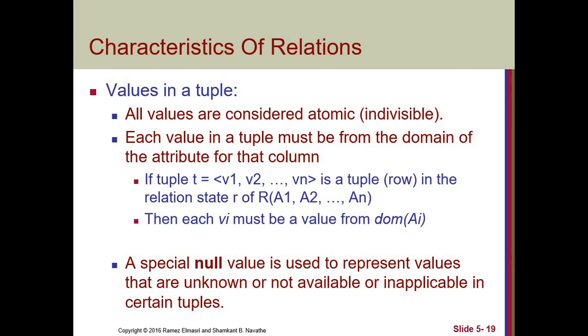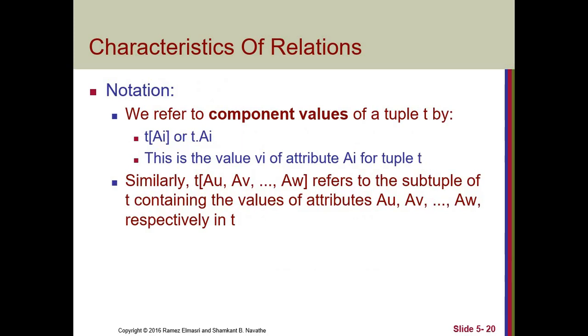As an example, you cannot put letters into a phone number attribute if the domain is set up to only take number, dash, number, dash, number. As we previously saw, a null value is possible. Component values are simply the values which create your tuple. Each component builds the tuple. Each piece of data helps in building your relation table.